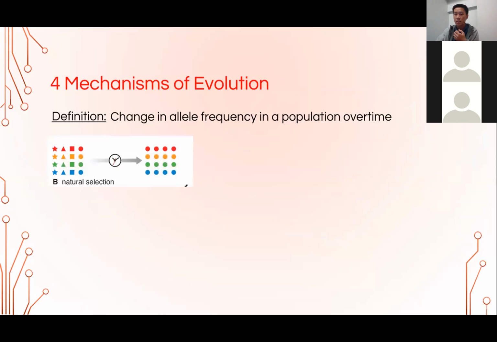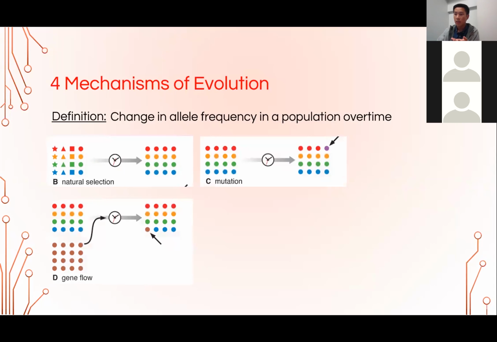And there are four mechanisms of evolution. The first one is natural selection. The next one is mutation. Then the other one is gene flow. And last but not least, we have genetic drift. I'll go on to talk about each of the mechanisms in detail.